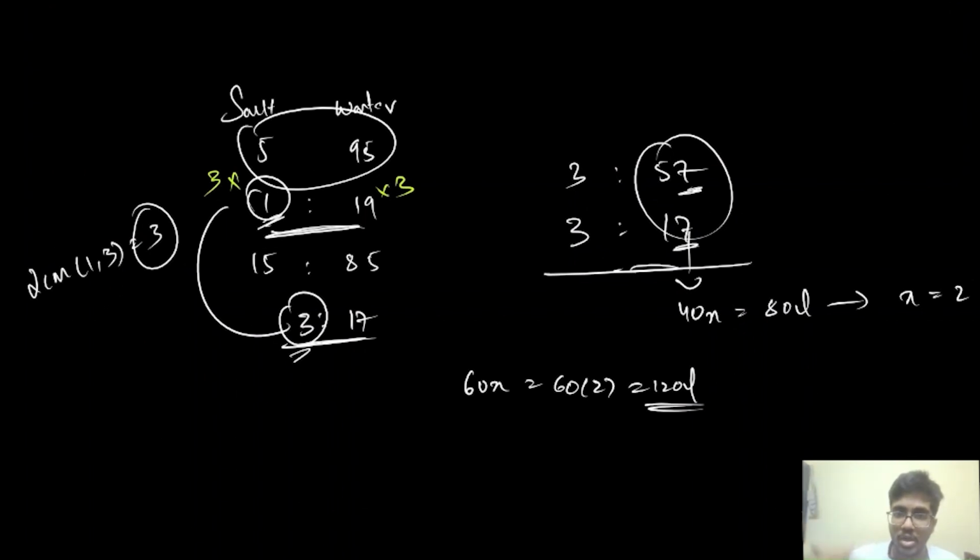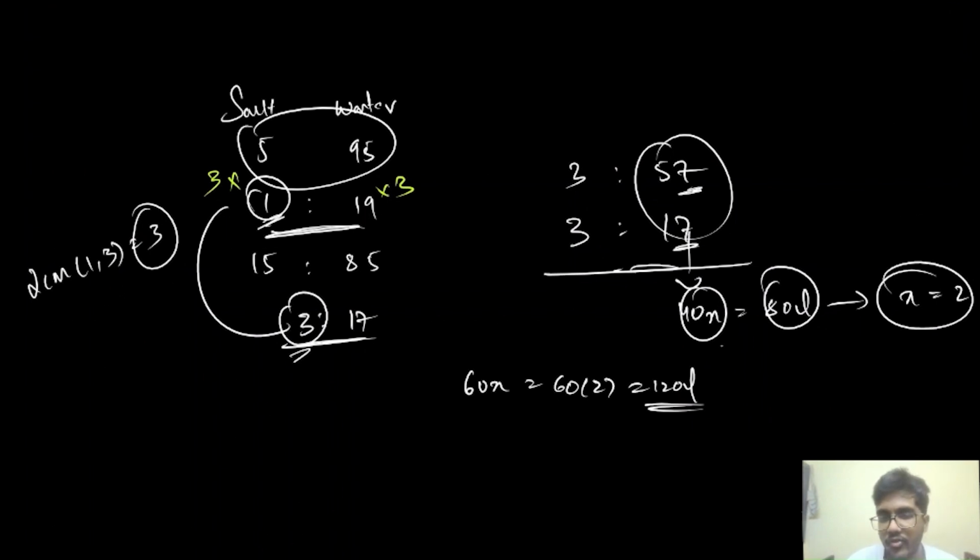Now what is the difference between them? 40. So this 40 is basically nothing but the 80 liters, because we removed 80, so 57 has come down to 17. So 40x would be equal to 80, we get the x value to be equal to 2. Now what is the original quantity? 3x plus 57x, that is equal to 60x. So 60 into 2, that is equal to 120 liters. So that is the answer.